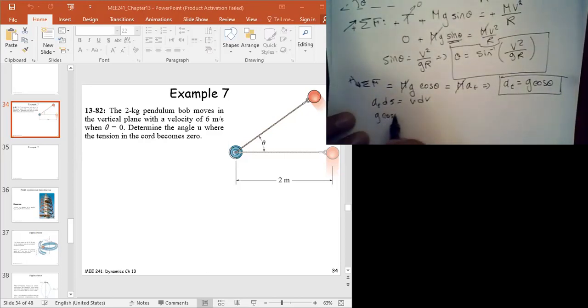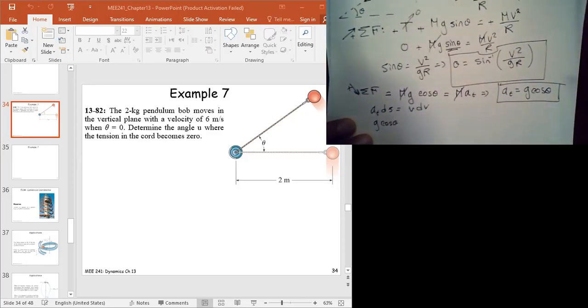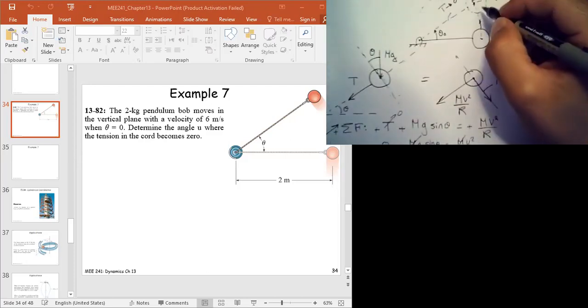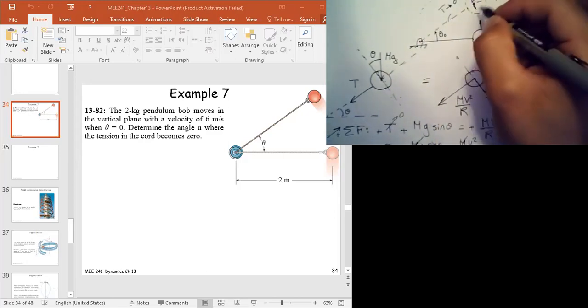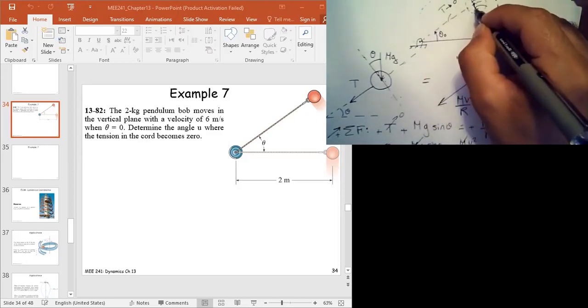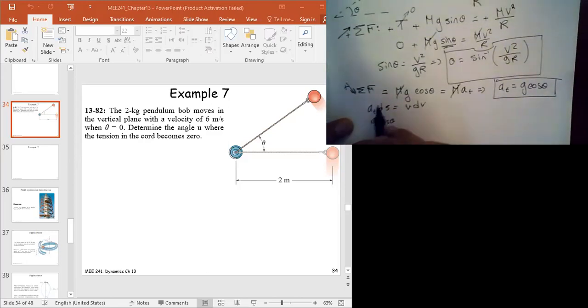AT is g cosine theta, right? What is ds in that case? Can someone tell me what ds is? d theta. I'm sorry? ds is basically just a tiny element along the curve. If this is ds and this is r, then ds is equal to r d theta. So AT, which is g cosine theta, multiplied by ds, which is r d theta, is equal to v dv.